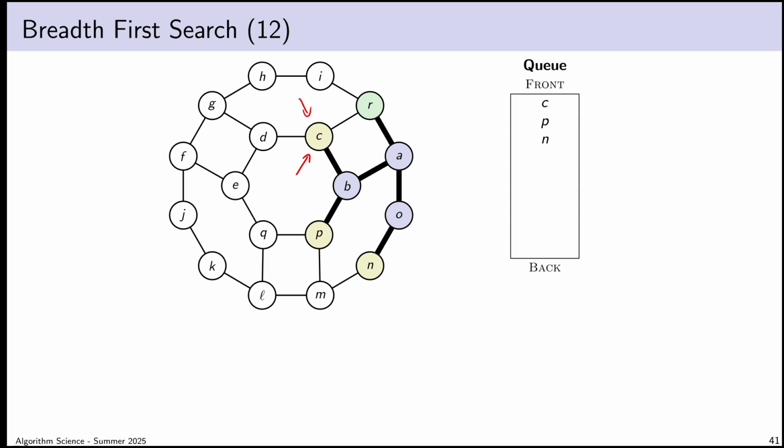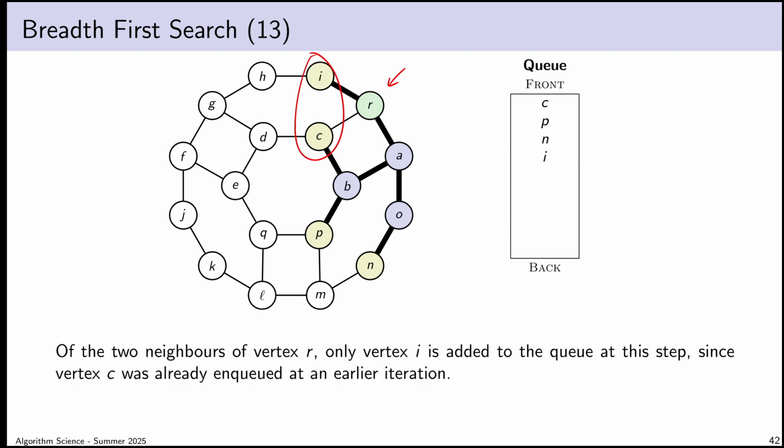That's why we marked C off as visited, because we don't want to add it to the queue again, because it's already nearing the front of the line. So we only add vertex I. And then the edge RI becomes part of the BFS tree. Another reason why we shouldn't visit vertex C is that if we added this edge, we wouldn't have a tree. We then have a cycle, which we're not allowed to have.